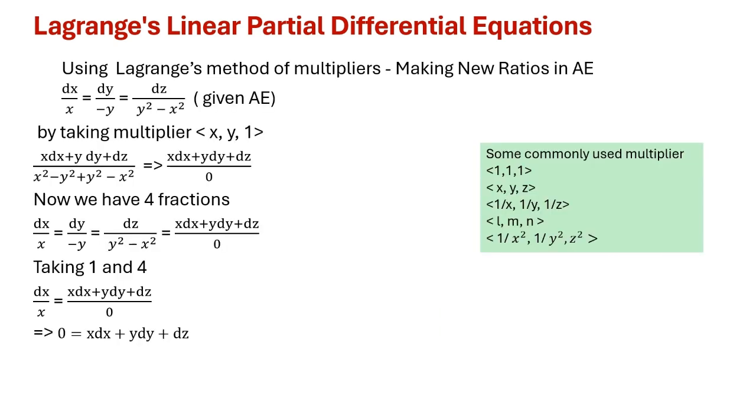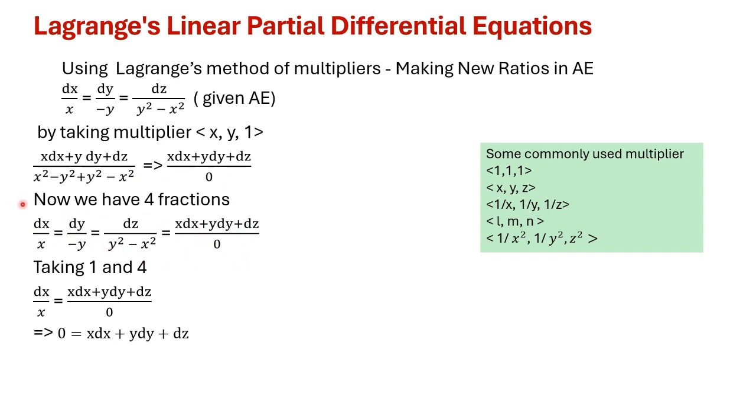So here we are using the multipliers x, y, 1. The multipliers can be of our choice, but commonly used multipliers are these. So let's continue. Multiplying, x dx is x dx plus y dy is y dy plus 1 dz is dz. The denominator: x into x is x square, y into minus y is minus y square, plus 1 into y square is y square minus 1 into x square is x square. When we simplify it, it gets cancelled, it becomes 0. So this is the new fraction.